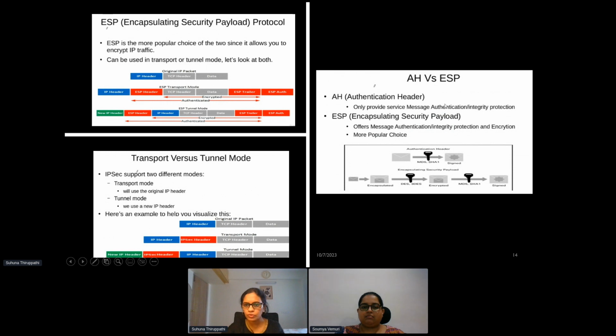Authentication Header provides only authentication and integrity, but ESP provides authentication, integrity, and encryption. So ESP is the more popular choice.